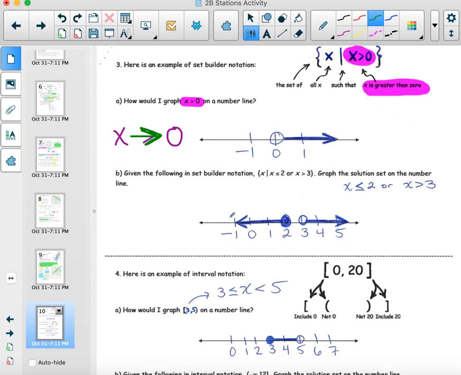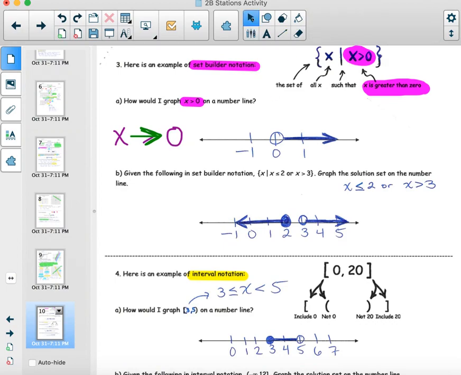If I look over here, I'm given again in set builder notation. You'll hear me refer to set builder notation and interval notation. So set builder notation is here. Interval notation is down here, and we're going to get to that. All right, so with set builder notation, all we need to pay attention to right now is right here. X is less than or equal to 2, or x is greater than 3. Okay, so I'm going to create my closed circle on 2, and I'm going to create an open circle on 3, since there's no equals to piece.